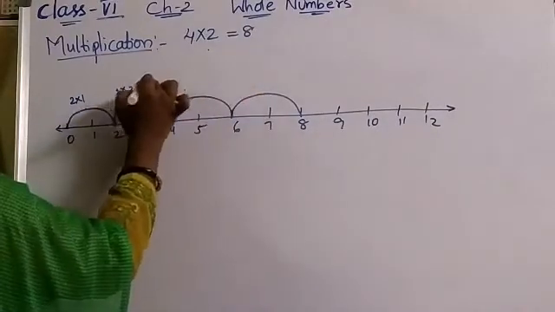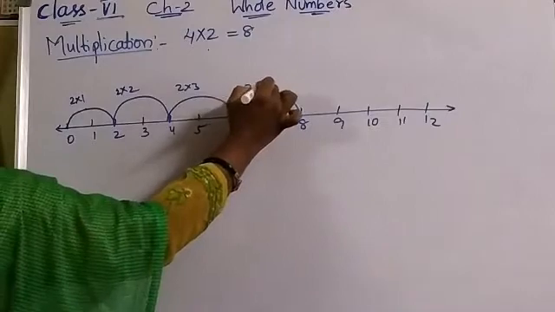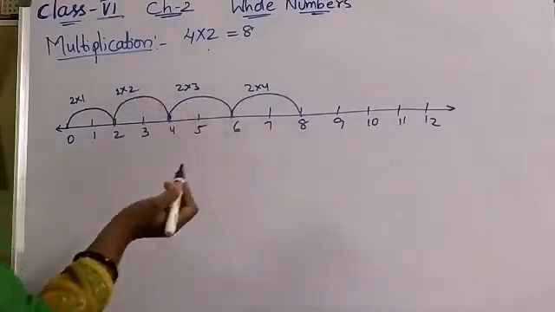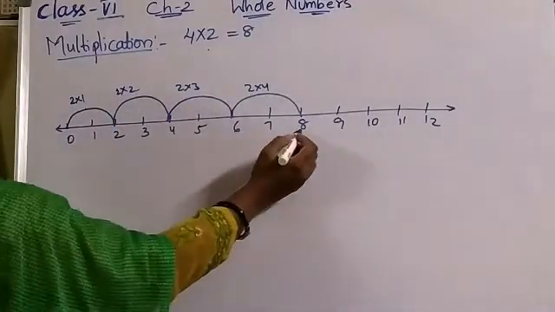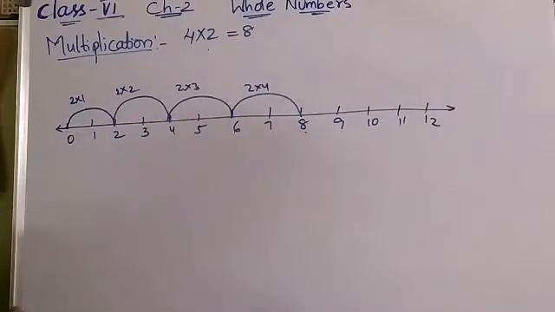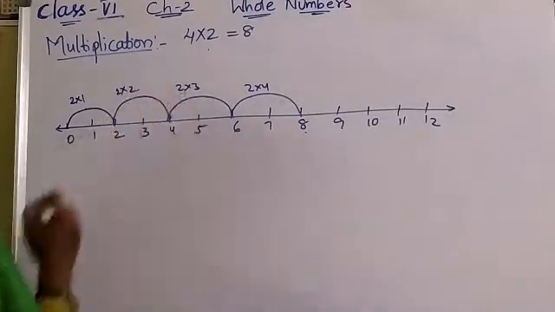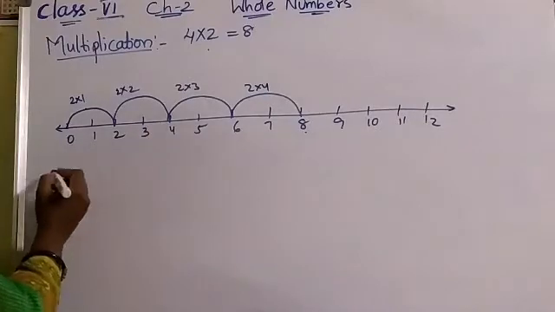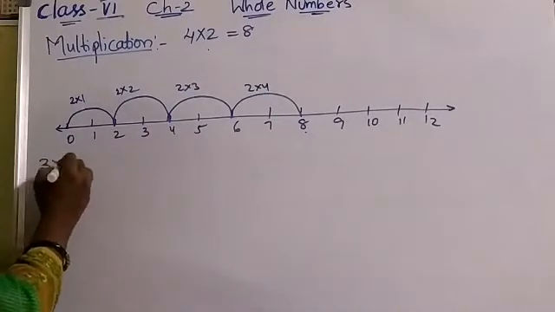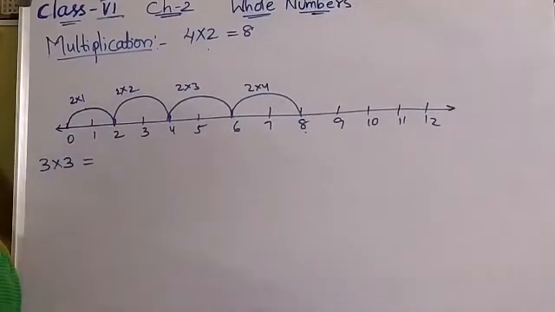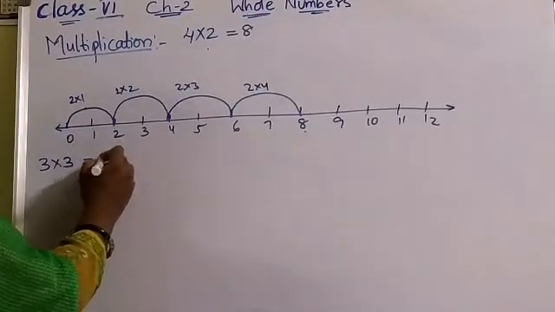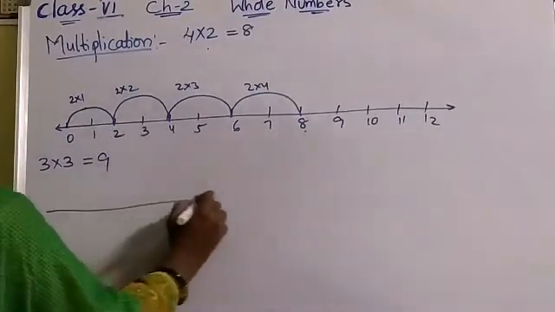See, 2 2s are, 2 3s are, 2 4s are. 4 into 2 and 2 into 4 are the same. So we reach 8. So 4 into 2 is nothing but 8. So how many jumps are there here? 4. Coming to another example, I take 3 into 3. How much is 3 into 3? 9. Okay, so you should make 3 jumps.